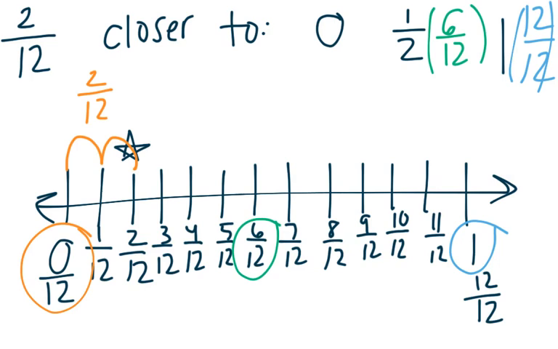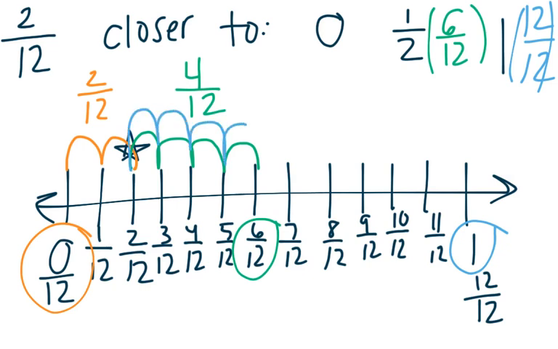Now let's hop to 1/2. 1/12, 2/12, 3/12, 4/12. Lastly, we have to hop from 2/12 all the way to 12/12. Ready? 1/12, 2/12, 3/12, 4/12, 5/12, 6/12, 7/12, 8/12, 9/12, 10/12 away. Whew, that's far.